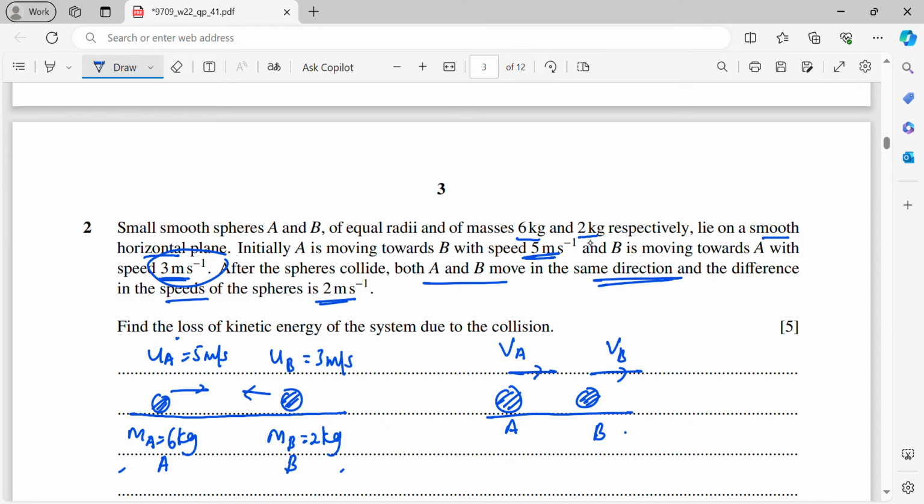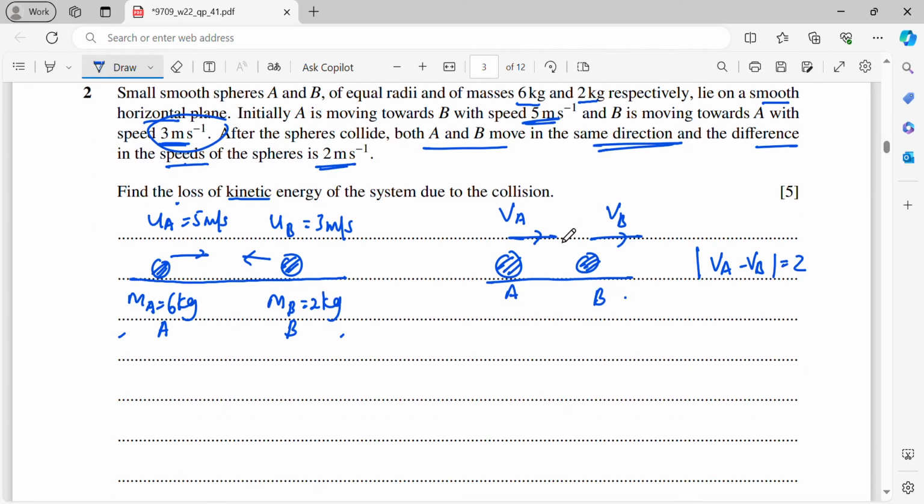Now given that the difference of the speeds is 2 meter per second, means that modulus of VA minus VB will be 2. And now find the loss of kinetic energy of the system due to the collision. So from here, first of all, I need to find out what are my values of VA and VB first by using conservation of linear momentum.